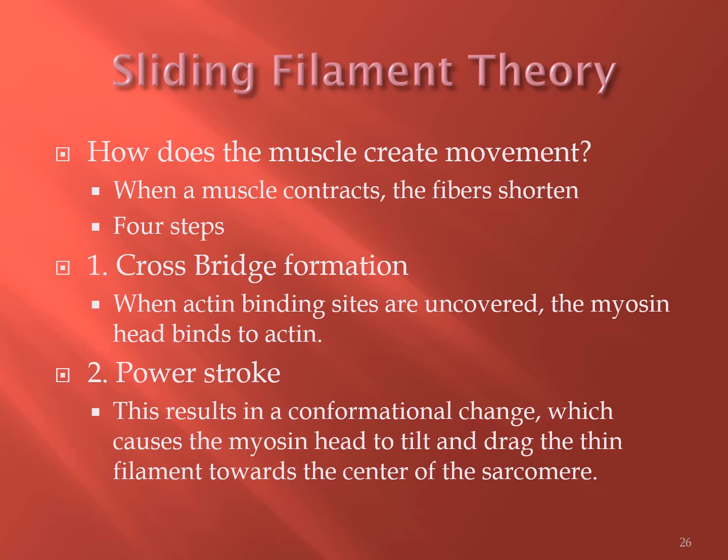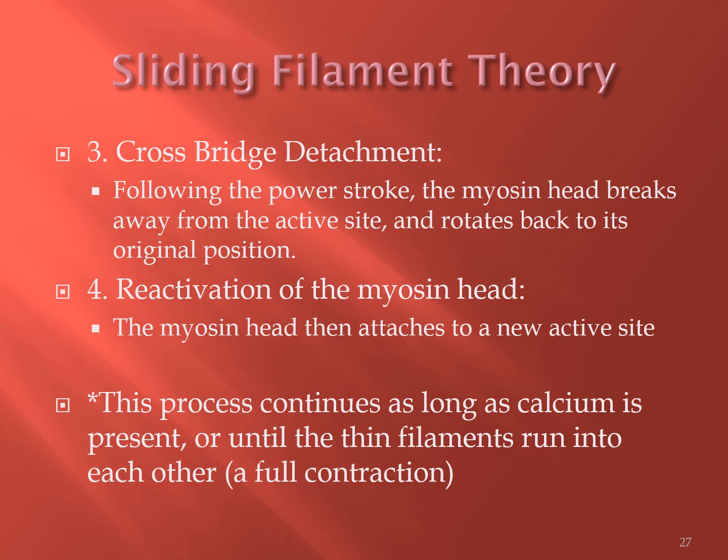Once myosin binds to the actin molecule, number 2 happens, what's called a power stroke. This results in a conformational change in which the myosin head tilts and drags the thin filament towards the center of the sarcomere. Then the head is going to pop off or become detached from the thin filament, and this will allow the head to rotate back to its original position.